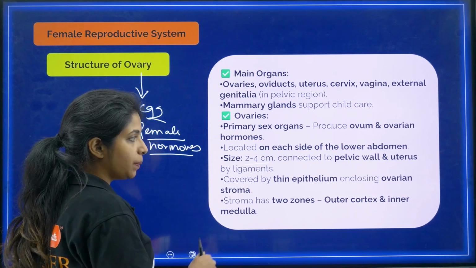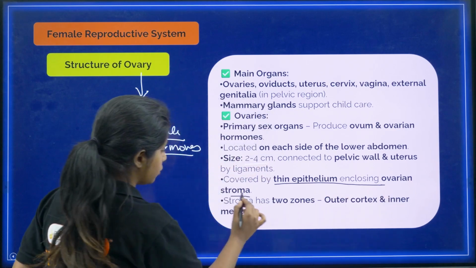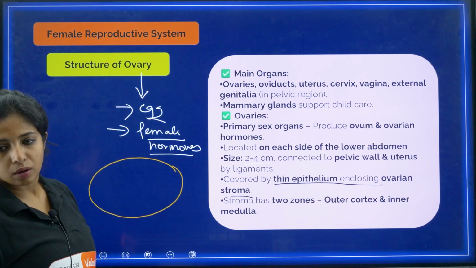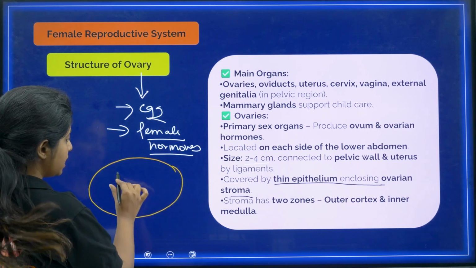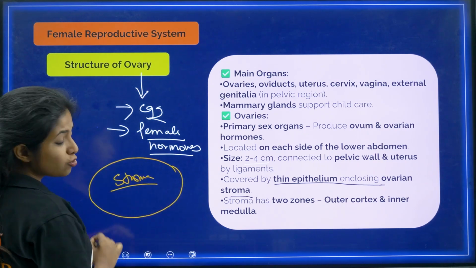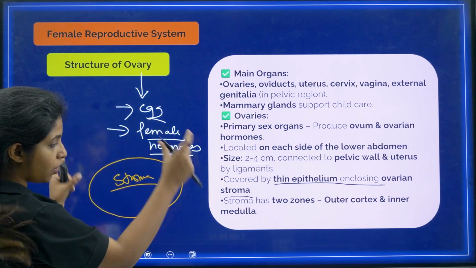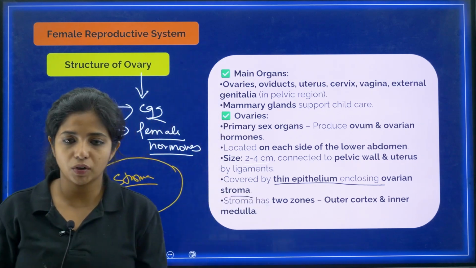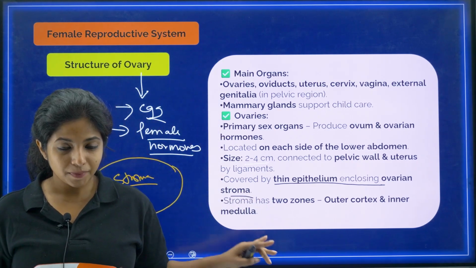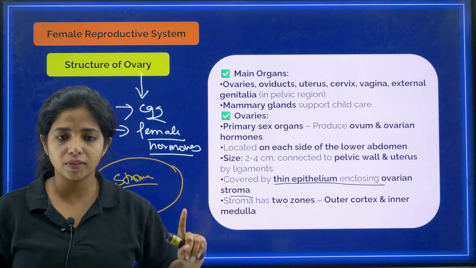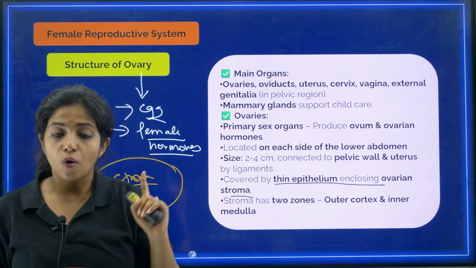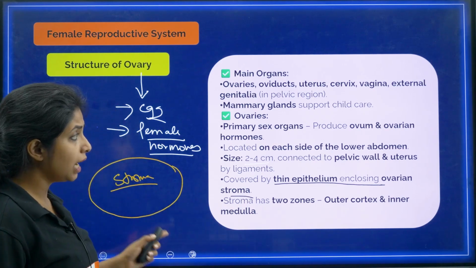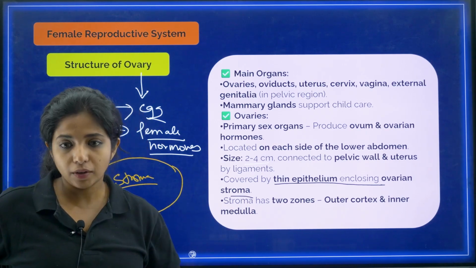Now it is covered by thin epithelium enclosing ovarian stroma, my dear children. If you assume that this is an ovary, it is covered by ovarian epithelium. There will be an epithelium layer. Apart from that, the inside structure you call stroma. Now stroma can be divided into two parts: one is the outer cortex, and the other is the inner medulla. So you have the outer cortex as well as what? The inner medulla. So that's all about the ovary. Will you remember this? Yes, we have to remember this. There the length is 4 to 5 centimeter. Over here we say it is 2 to 4 centimeter, but actually it's the width that we are talking about. It's connected to the pelvic wall and also to the uterus with the help of ligaments.